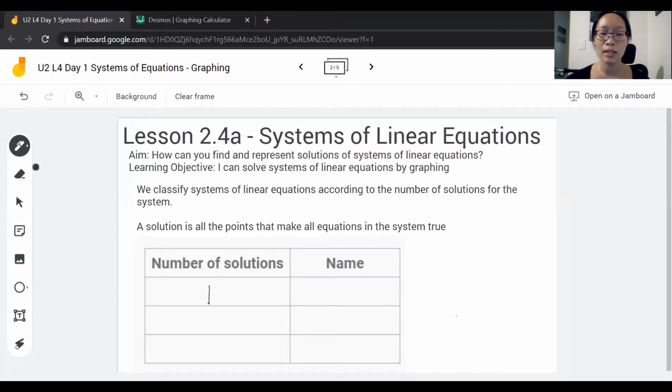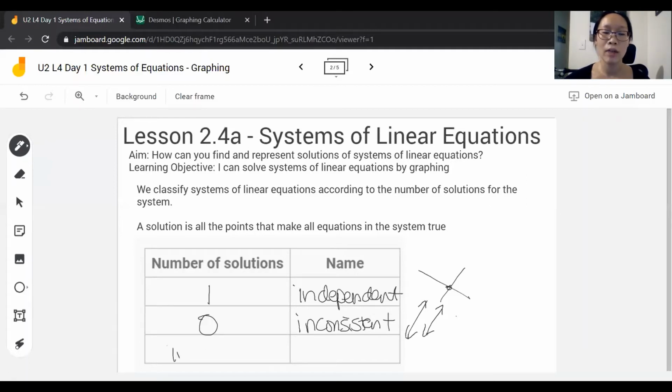When we have one solution, we call this an independent system. And this is when your lines look like something like this. We can have zero solutions in what's called an inconsistent system. This is when your lines are parallel and they never meet. So there's no point that lies on both lines.